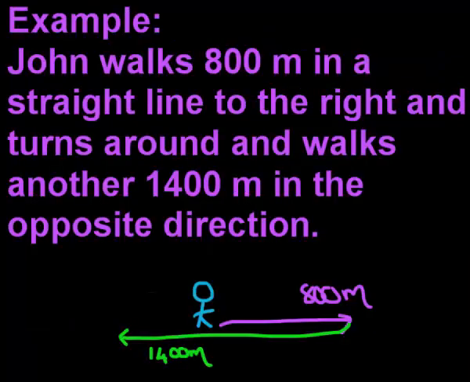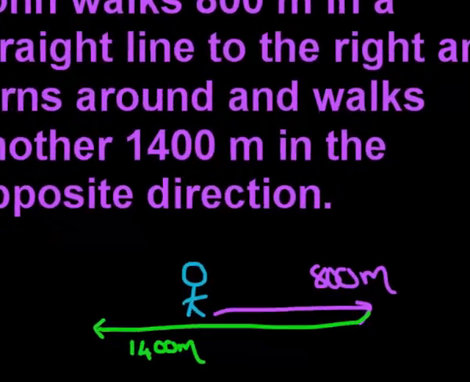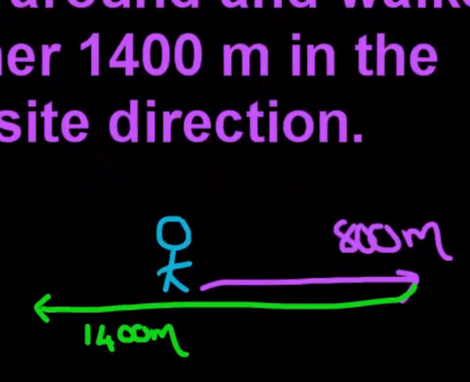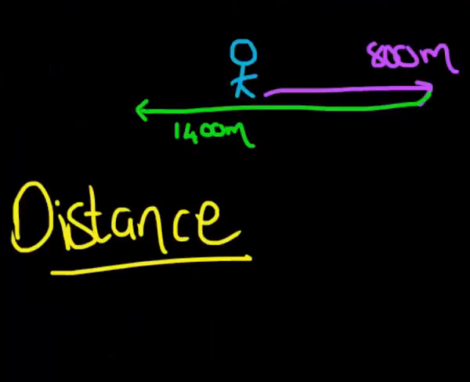Let's go and apply this to an example. We've got John, who walks 800 meters in a straight line to the right, and then he turns around immediately and walks another 1,400 meters in the opposite direction, which obviously means towards the left. Now we would need to go and calculate John's distance and his displacement. Let's first start off with his distance.